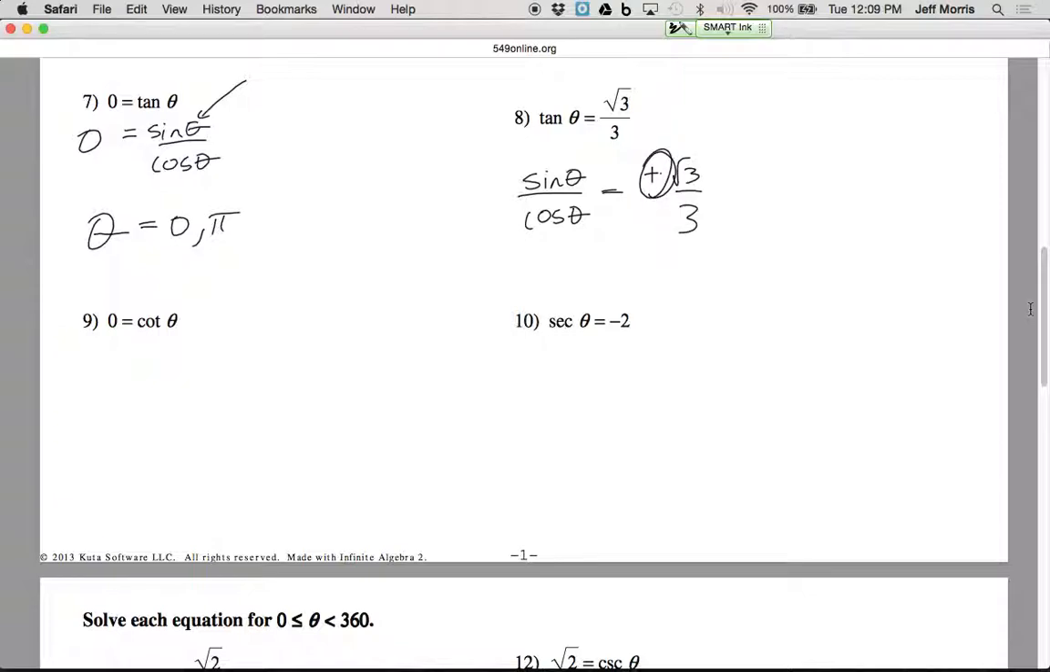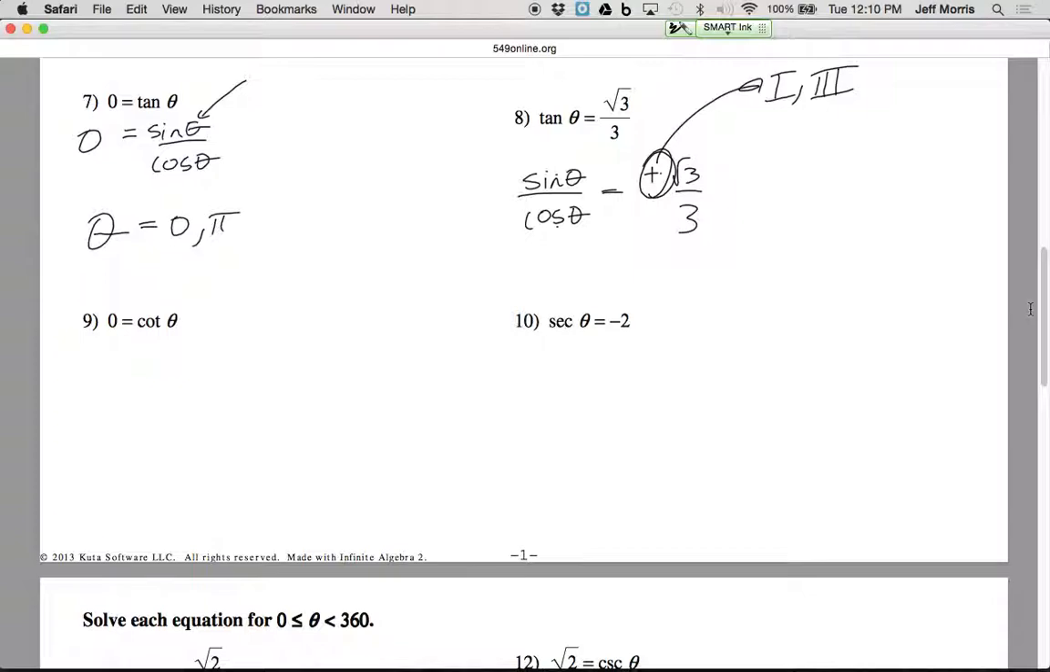So let's deal with the positive first. Where is it going to be positive? Where sine and cosine have the same sign. Quadrants 1 and 3. They're both positive in quadrant 1, so positive divided by positive is positive. In quadrant 3, they're both negative, and negative divided by negative is a positive. Agree?